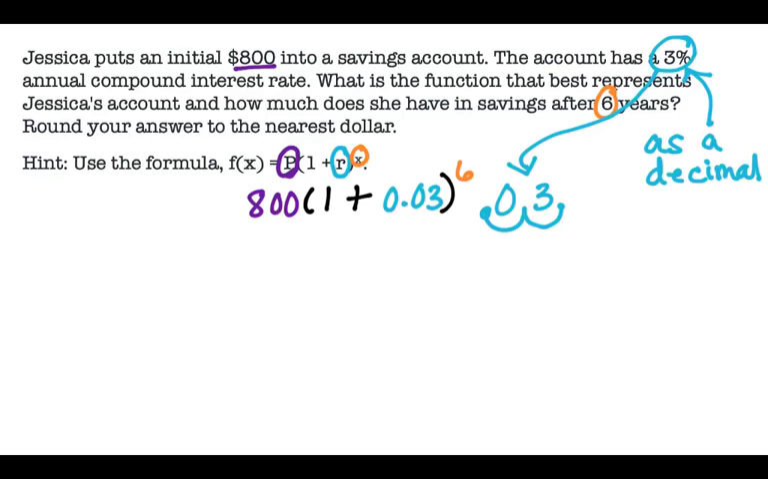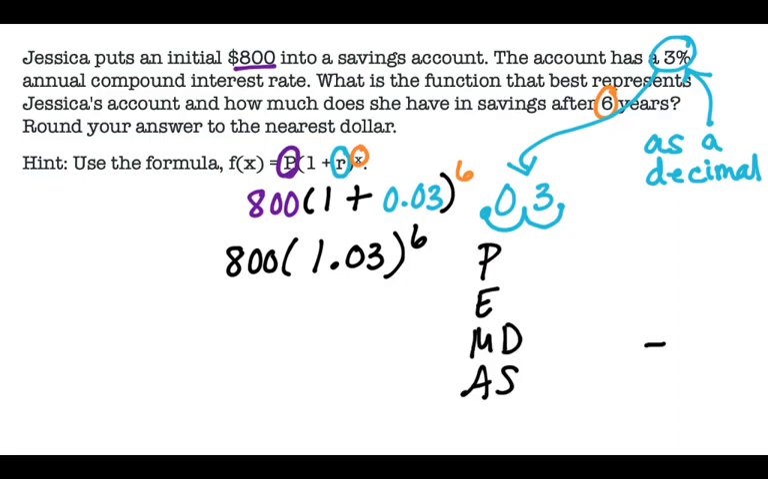So now you're going to calculate it, saying how much will be in her account after 6 years. So you're going to add what's inside the parentheses first. So when you add 1 plus 0.03, you get 1.03. And remember, with order of operations, we have to do parentheses first, then exponents, and then your multiplication, division, and then addition, subtraction.